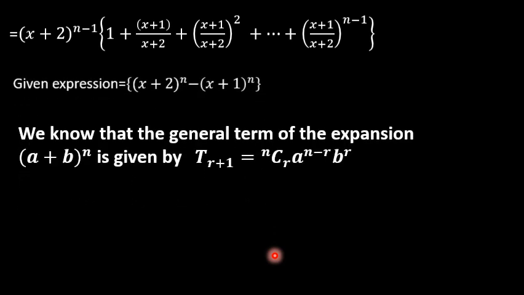So we know that the general term of the binomial expansion (a+b)^n is given by T(r+1) is equal to nCr into a^(n-r) into b^r. This is the general term of (a+b)^n. We will get the (r+1)th term. The (r+1)th term of this binomial expansion (a+b)^n is given by nCr a^(n-r) b^r. So let us apply this formula for both the first and second term in the reduced given expression here.